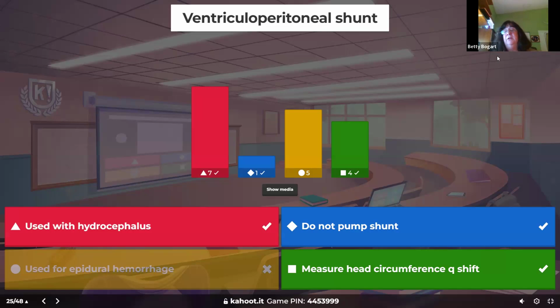Our job, nursing care, is to measure the head once a shift and measure the abdomen. Is it too big, too small? Side effects. What happens if it's not working? You're going to get pressure in the brain, and older kids come in with severe headaches and vomiting. And usually it's disconnected or they need it replaced because they're growing. The shunt's too small.